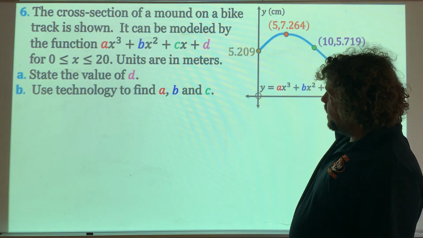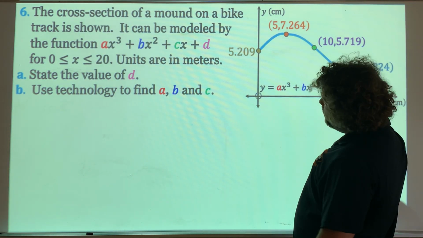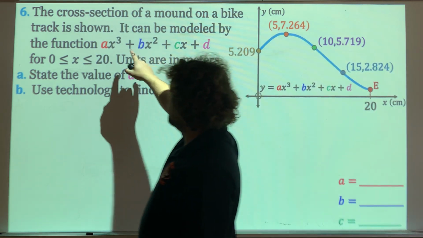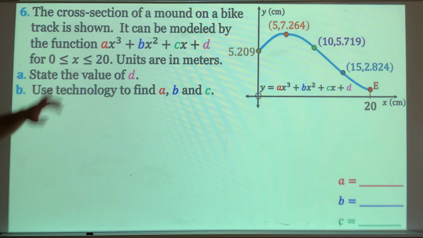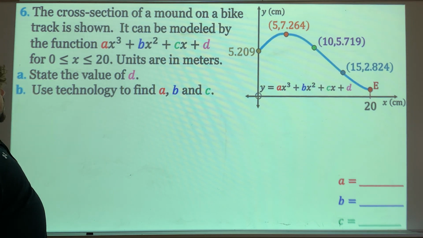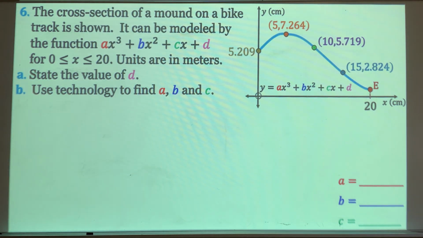So the cross section of a mound on a bike track is shown. It can be modeled by the function ax cubed plus bx squared plus cx plus d, for x between and equal to 0 and 20. Units are in meters. So first thing we're going to do is state the value of d.